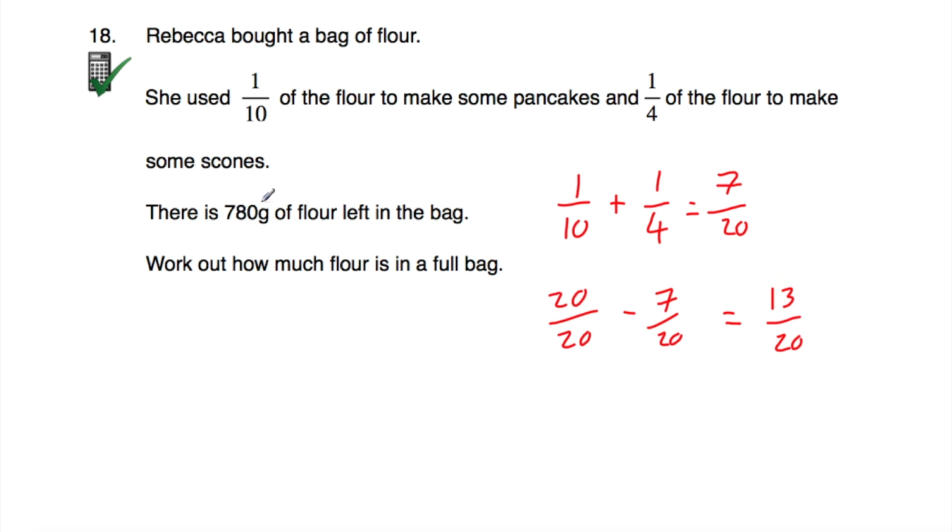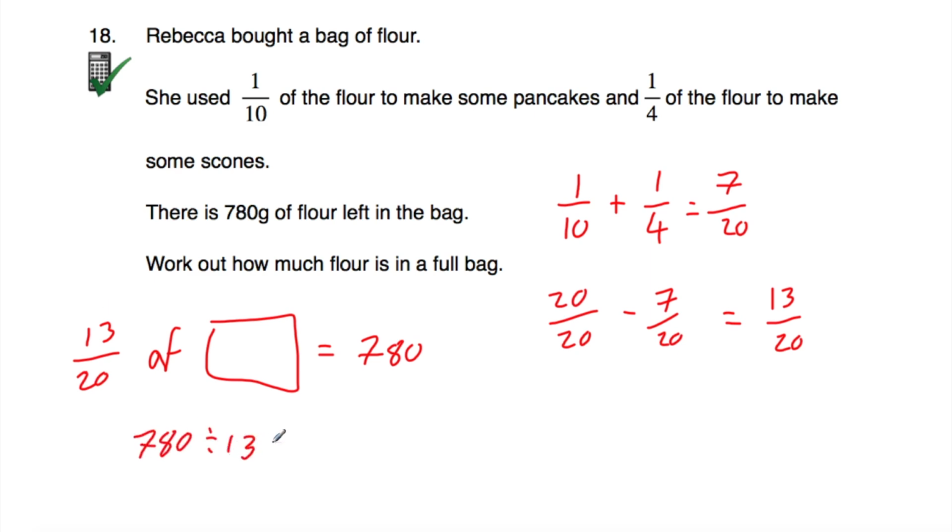Now we're told that 780 grams of flour is left in the bag. So that means that 13/20 of the total flour in the bag is equal to 780 grams. Now, if we knew the total, we would divide by the bottom and times by the top. But here, we're working backwards, so we're going to divide by the top and times by the bottom. So let's take the 780 and divide it by 13, and that's equal to 60. And then if we times by the bottom, 60 times 20 is equal to 1,200. So there's 1,200 grams of flour in the full bag.